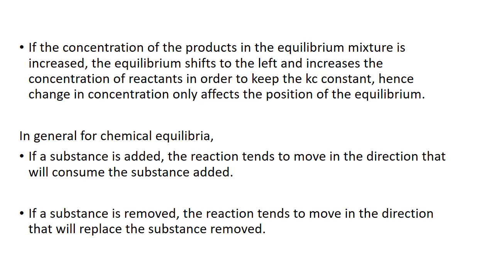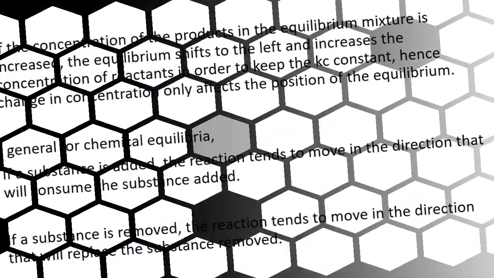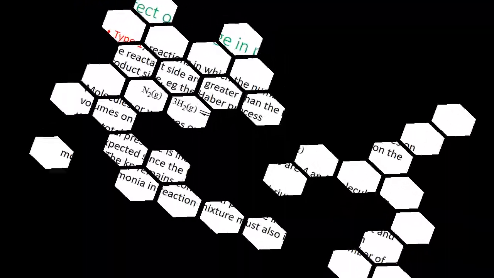That means, therefore, that the change in concentration only affects the position but does not affect the value of the equilibrium constant. So if a substance is added, the reaction tends to move in the direction which will consume the substance added, and if a substance is removed, then the reaction tends to move in the direction that will replace the product which has been removed.